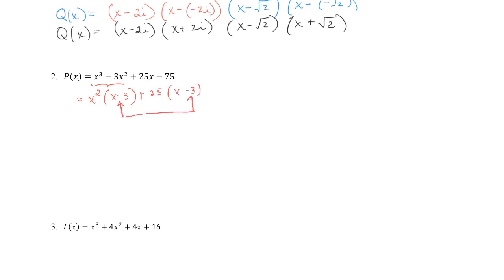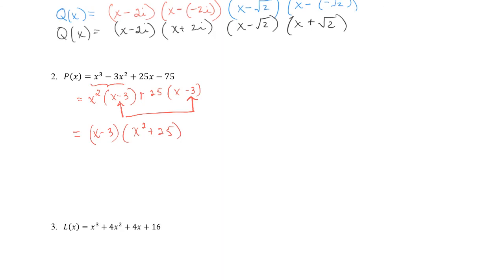Now, because these match, then I know I can factor by grouping. Okay, if these factors didn't match, then this doesn't work. Don't fall into the trap of thinking that everything can be factored by grouping. That's not the case. These match, and so these each have a common factor of x minus 3, which can be factored out. And that leaves me with x squared plus 25.